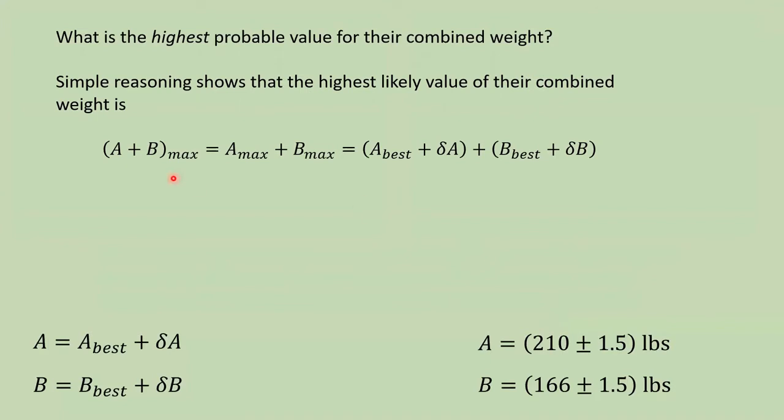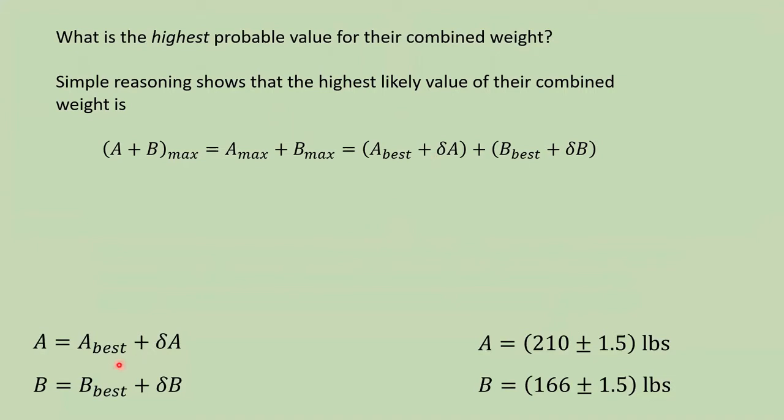So let's go with, since we're adding their weights, right? We're going to take the two numbers and add them together. Let's go with the highest possible value for Alfred's weight and the highest possible value for Betty's weight. We'll just add those together, and I'm trying to do that symbolically here. The maximum likely value of the sum of their weights would be the maximum likely value of Alfred's weight plus the equivalent number for Betty's weight.